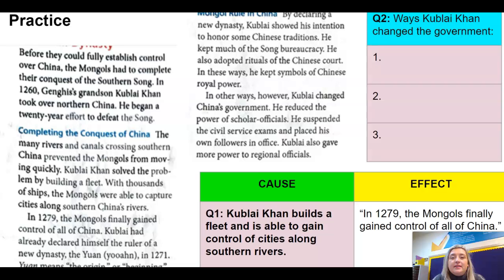By declaring a new dynasty, Kublai showed his intention to honor some Chinese traditions. He kept much of the Song bureaucracy. He also adopted rituals of the Chinese court. In these ways, he kept symbols of Chinese royal power. In other ways, Kublai changed China's government. So now I already see that this is my kind of prompt, and I'm really wanting to zone in. In other ways, however, Kublai changed the Chinese government. He reduced the power of scholar officials. He suspended the civil service exams and placed his own followers in office. Kublai also gave more power to regional officials.